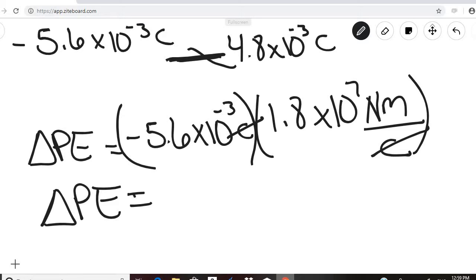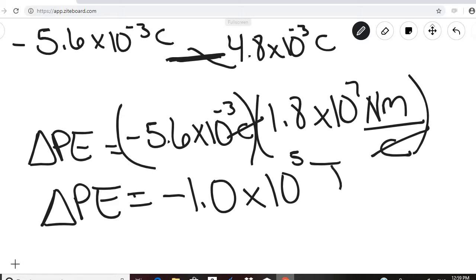So what we will get is that the change in potential energy is negative 1.0 times 10 to the 5 joules. So what does that mean? Because it's negative, it tells us that the potential energy decreased by 1.0 times 10 to the 5th joules.